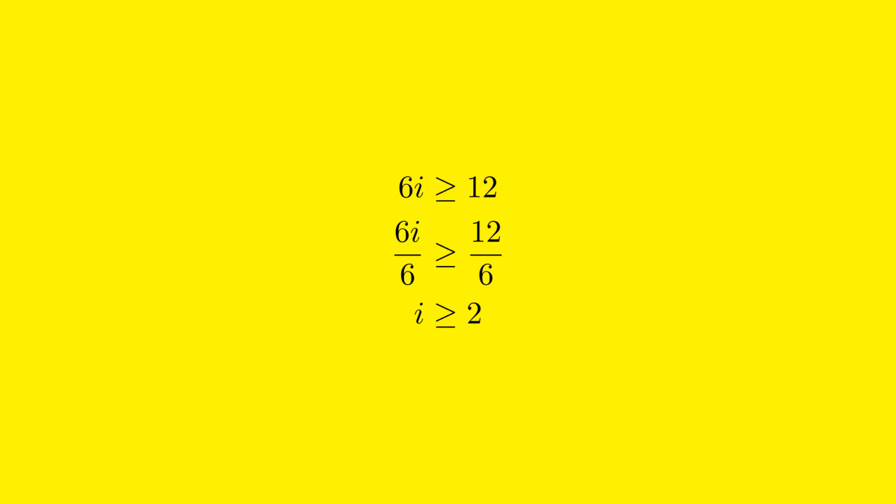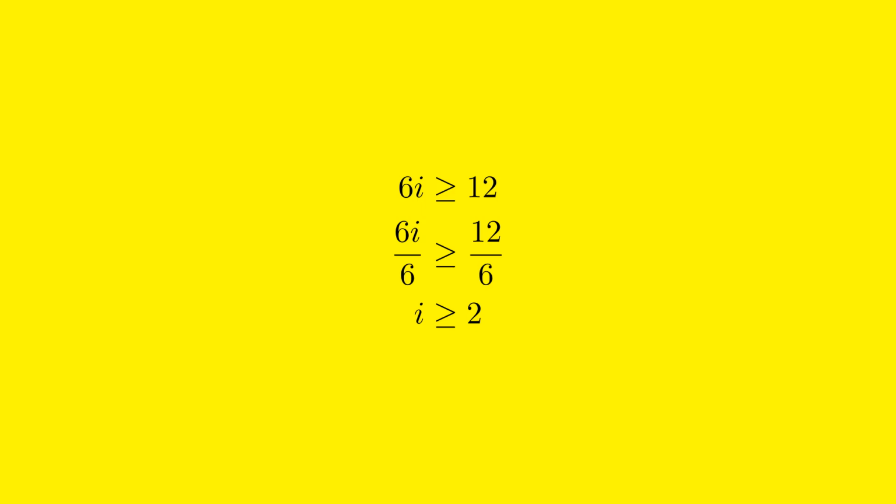Now let's express this solution in interval notation. In interval notation, we write the solution as square bracket 2 comma infinity. The square bracket means that 2 is included in the solution since it is greater than or equal to 2. Infinity is always written with a round parenthesis because it is not a specific number and can never be reached.